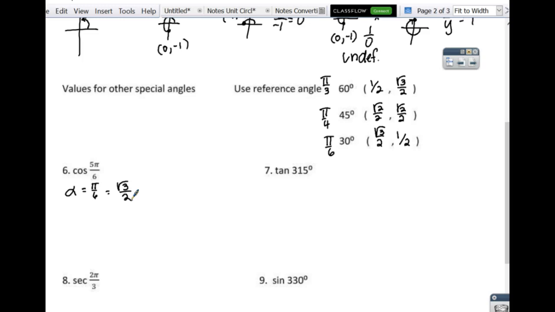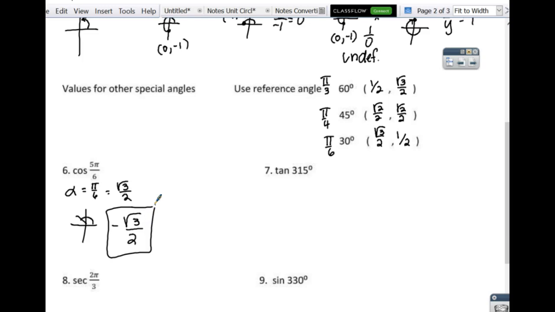Now you have to look at 5 pi over 6. So pi over 6 is 30, times 5 is 150. So that's going here, correct? I drew a sketch of which quadrant 5 pi over 6 would be in. It's in the second quadrant. Is x positive or negative? It's negative, so the cosine is negative square root of 3 over 2. And that's it.